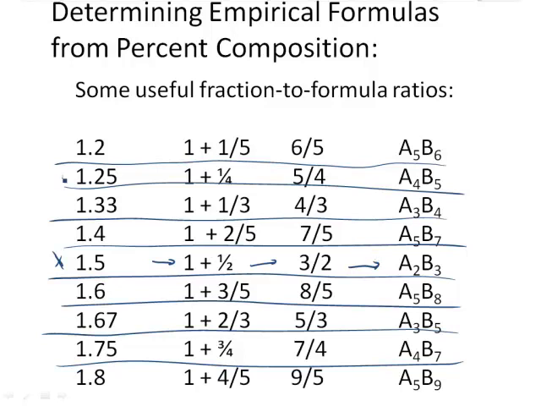If you had 1.25, for example, that's 1 1/4, which is the same as 5/4, which means you'd have 4 of one atom and 5 of the other atom. If you had 1.33, you'd have 1 1/3, that's 4/3, which means you'd have 4 of one atom and 3 of the other atom, and so on. So the thirds, the 1.33 to 1.67, gives you 1 2/3, goes to 5/3, which goes to A3B5. So these are just some other ones of those you can use.